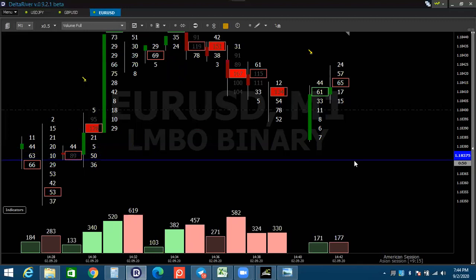In my computer, if you are looking there, that is a 61 volume increased here. Maybe in your computer it will be 55 or 65 or 70 or 75, maybe you will see. This data fluctuation I asked from the Delta River support team. They told me that this is a fault from the internet connection.